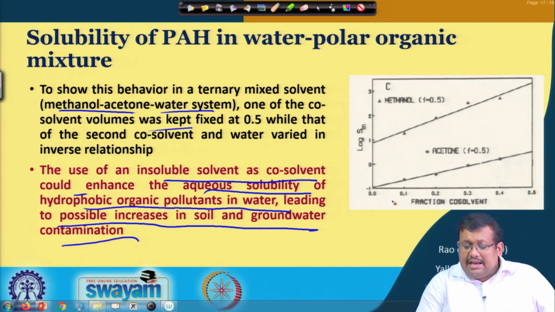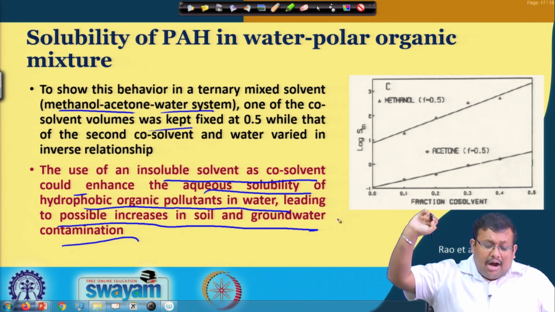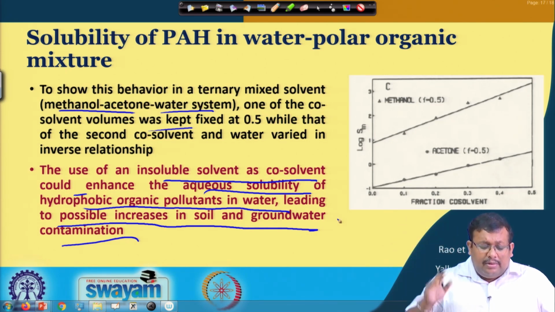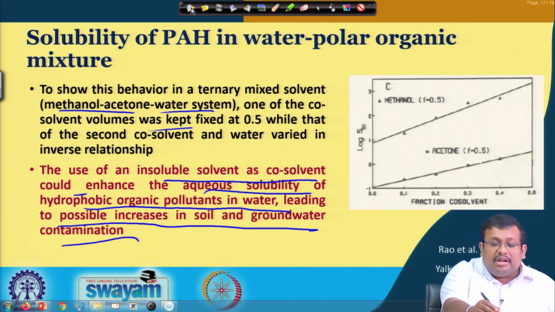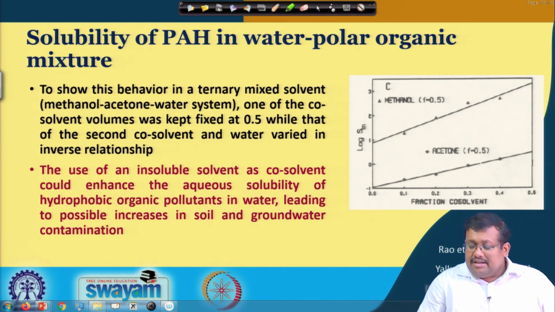So, as you can see, as the fraction of co-solvent is increasing, the solubility of organic pollutants is increasing. So, the use of an insoluble solvent as co-solvent could enhance the aqueous solubility of these hydrophobic organic pollutants in water, leading to a possible increase in soil and groundwater contamination. So, these are some of the important inferences.